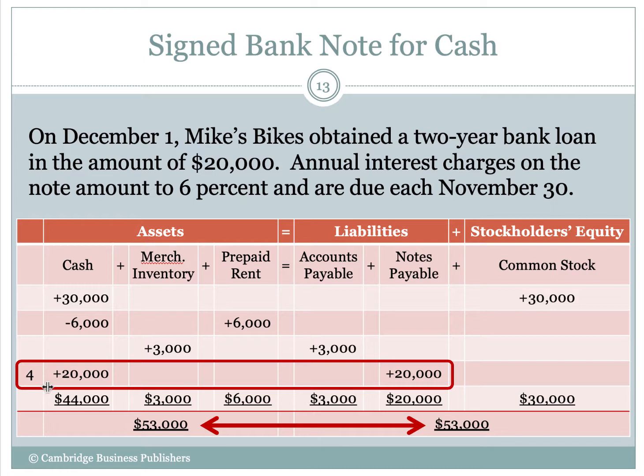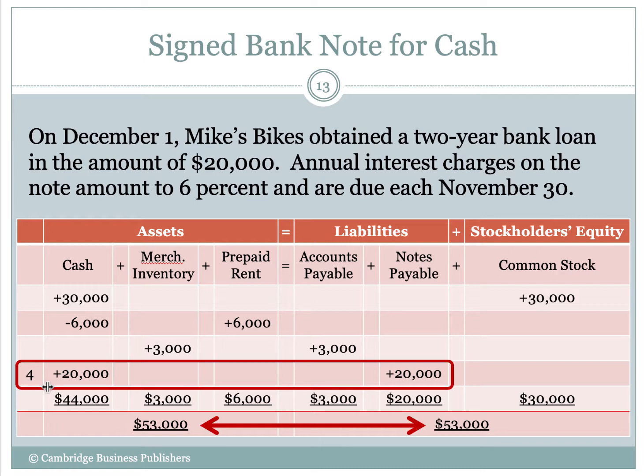Okay, so let's think about what we did here, right? As of right now, what do we have? Well, we got cash. We got $20,000 in cash. Well, we had to do something to get that $20,000. What did we do? Oh, we signed a note to the bank saying, eventually I'll pay you $20,000. Okay? Annual interest is charged on the note. We have nothing to do with that yet. Okay? We just got the cash. We signed the note. Interest comes later.